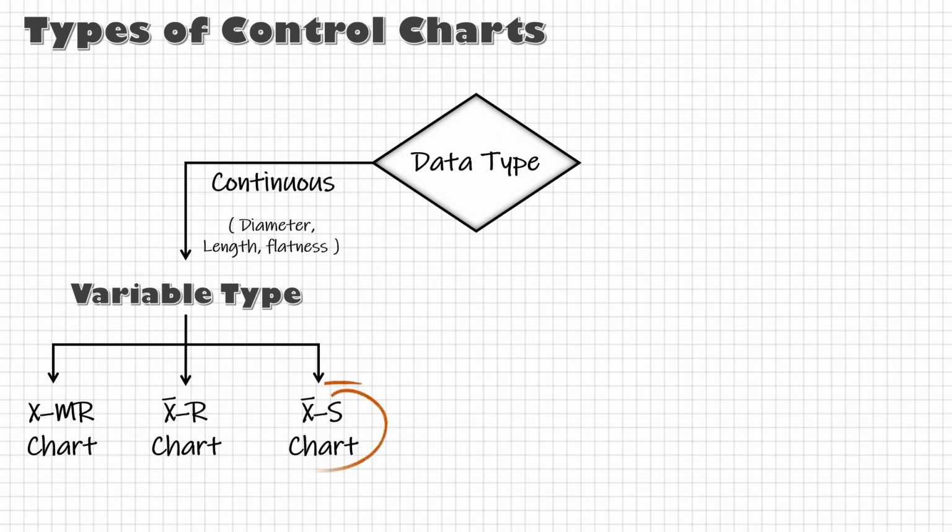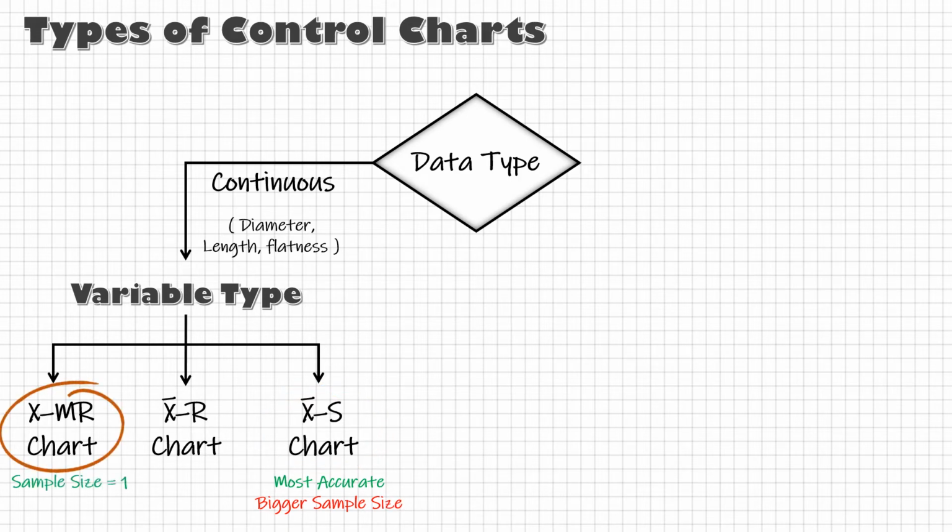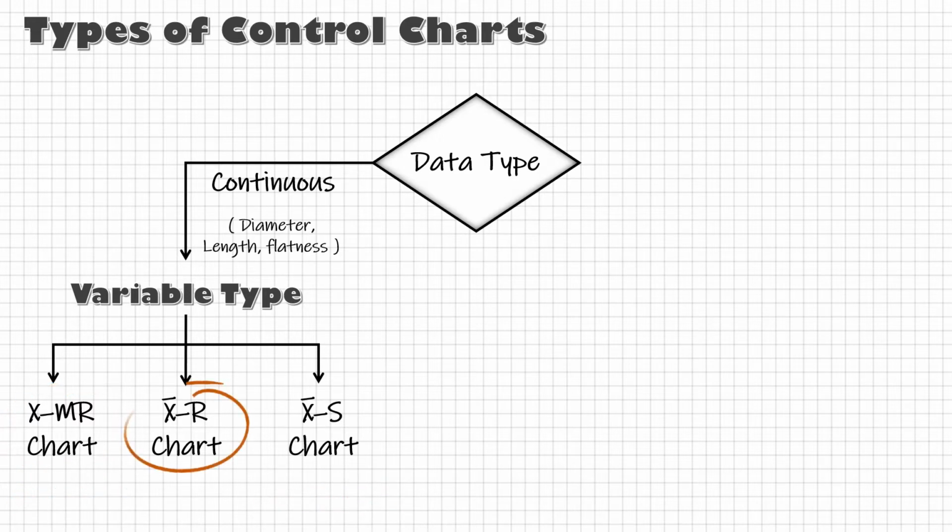You can see now that X bar S chart is most accurate, but it demands bigger sample size. XMR chart needs only one sample per subgroup, but it is not so accurate. X bar R chart is like a midway between these two, and it gives fairly accurate results with reasonable sample size. That's the reason it is the most popular type of control chart.